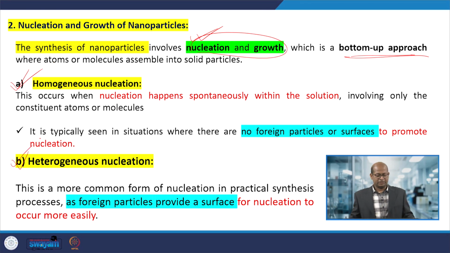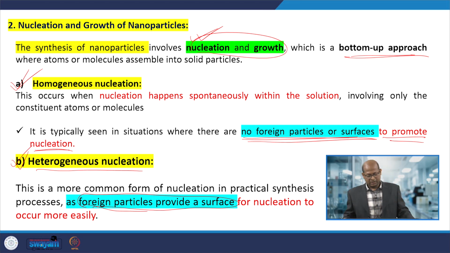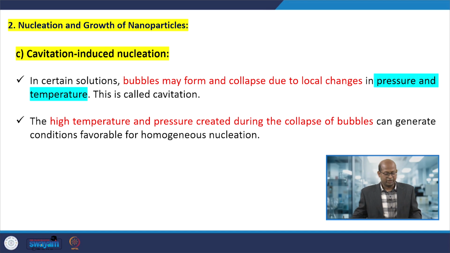In homogeneous nucleation, we do not use any surfaces or particles that would promote nucleation, meaning we will not use any external or foreign particles. In heterogeneous nucleation, we have to use some foreign particles that provide a surface for nucleation and formation of the particles.